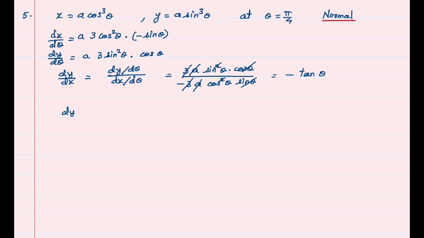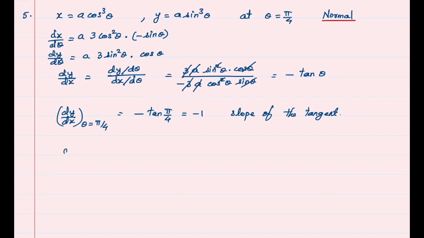But we need to find dy by dx when theta is pi by 4. It is minus tan pi by 4. It is minus 1. And this is slope of the tangent. We have to find the slope of the normal. If you know one slope, easily we can write the perpendicular slope. Slope of the normal is negative of its reciprocal, which is plus 1. That is, using the result m1 into m2 is minus 1.